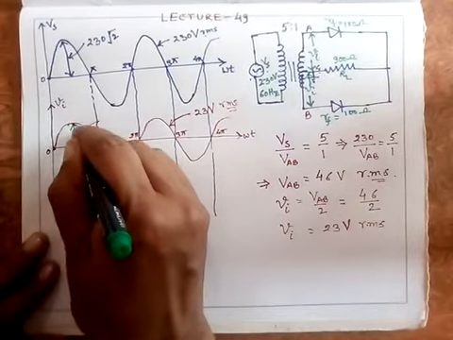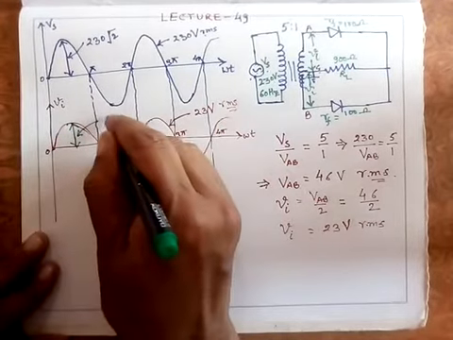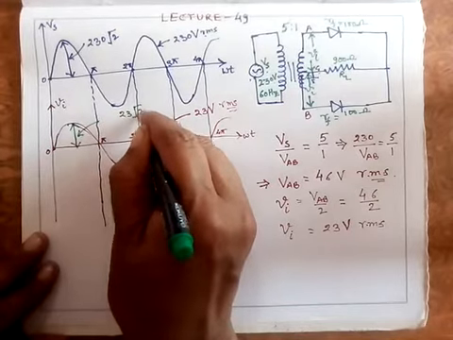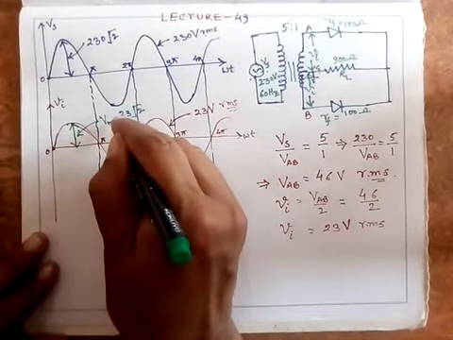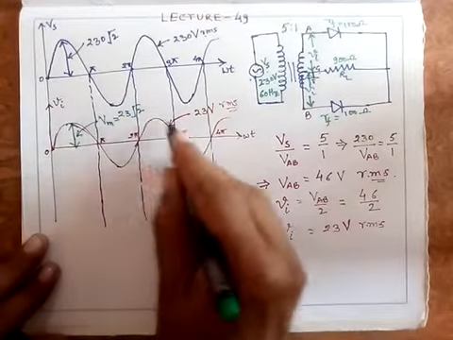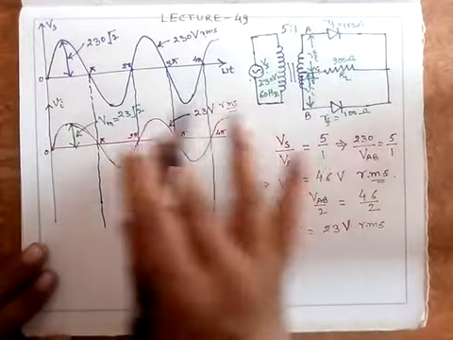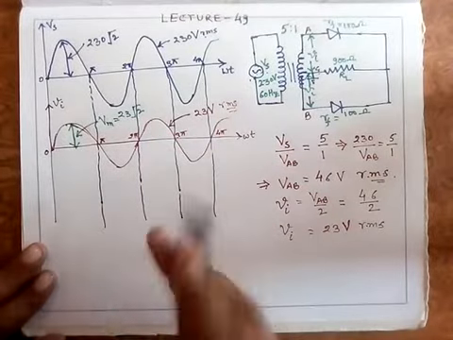What is the value of this? It will be 23 root 2. This value will be 23 into root 2. This is my maximum amplitude of the input signal between this point and this point, Vm. Once you have done this, rest everything is quite simple.